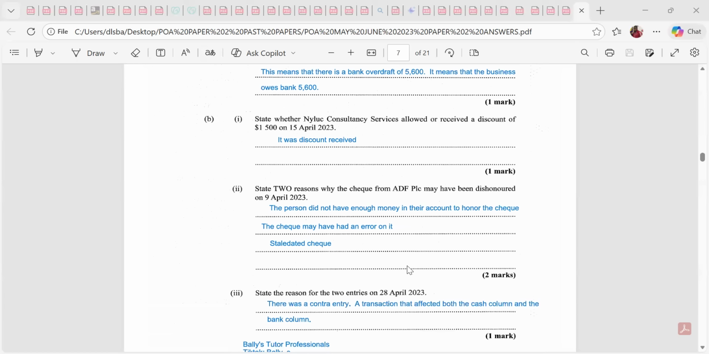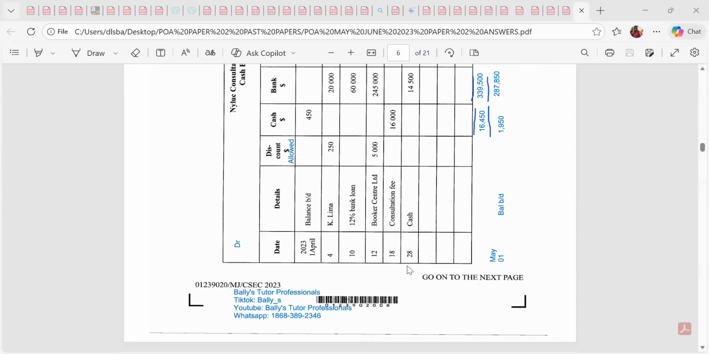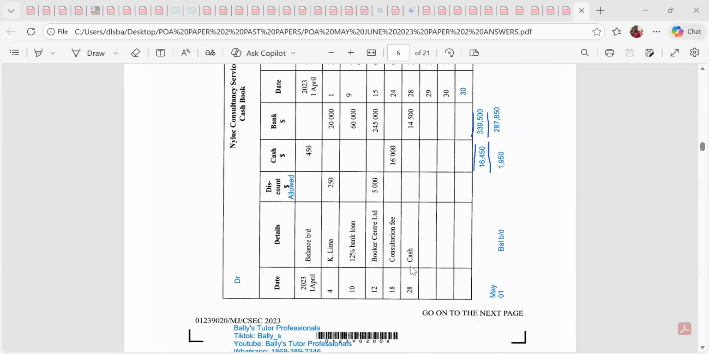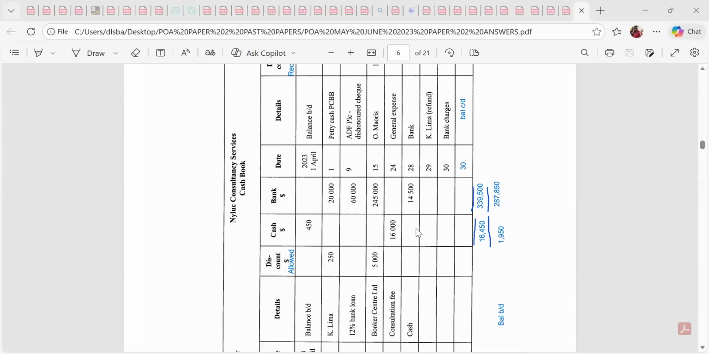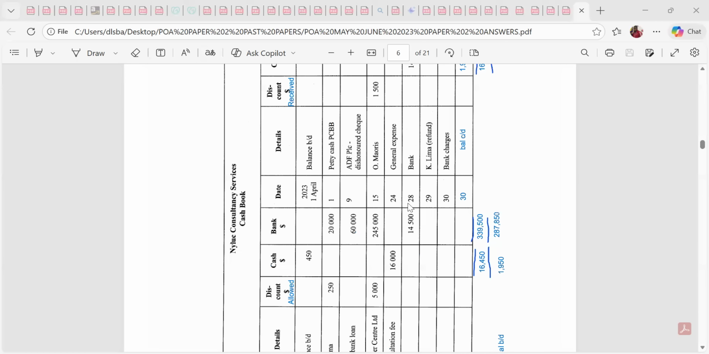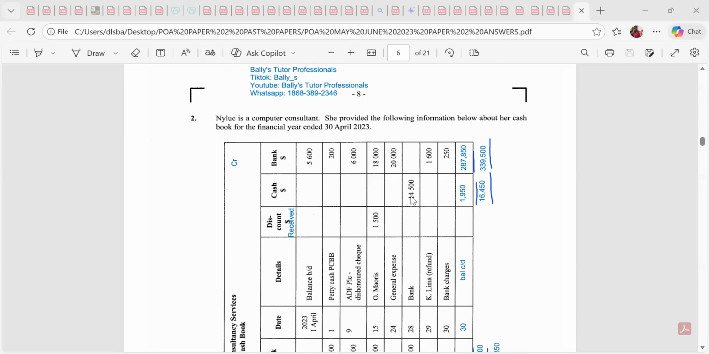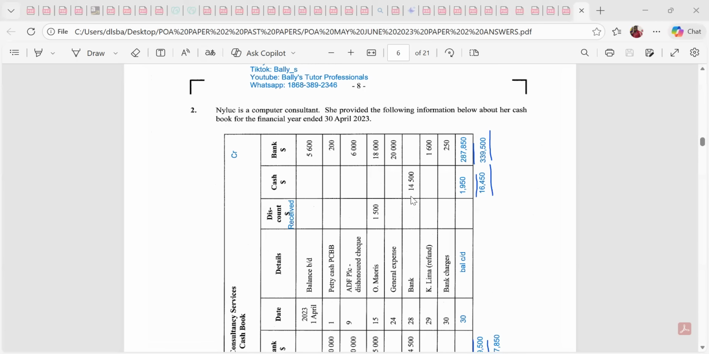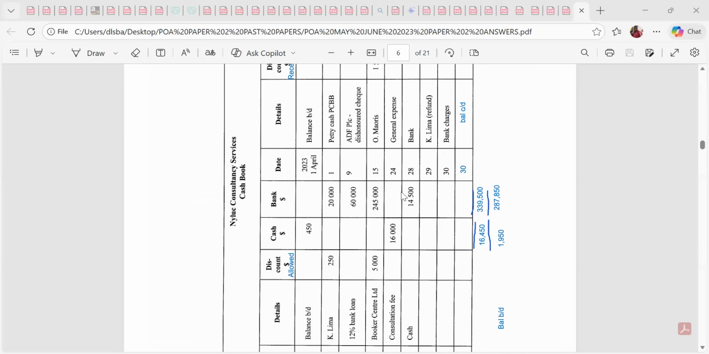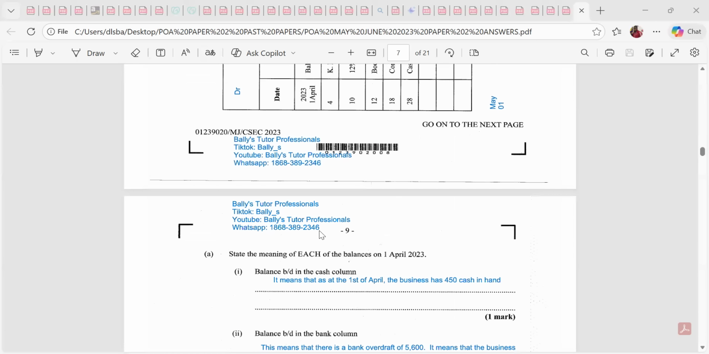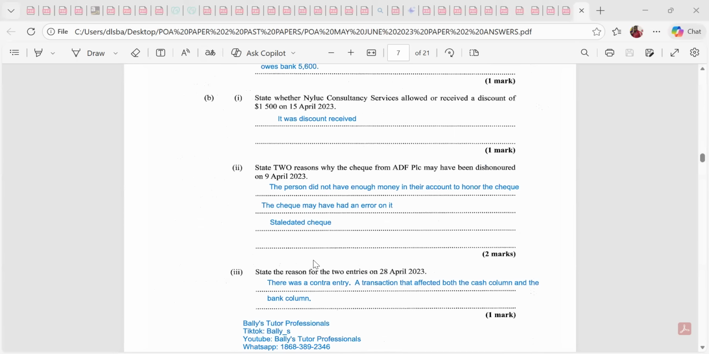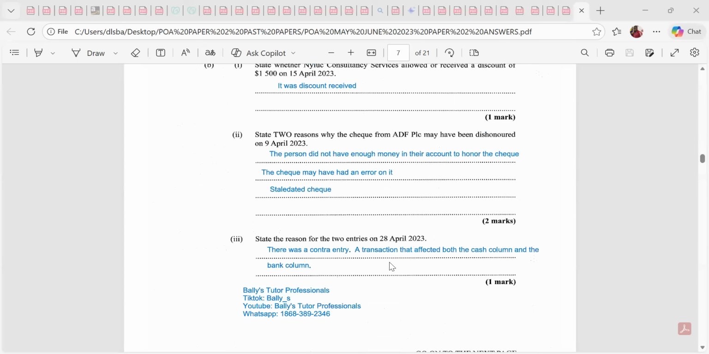State the reason for 2 entries on the 28th of April. On the 28th of April, it had an entry in the bank column and an entry in the cash column. What do you call that again? Contra entry. Right, that one is the contra entry.